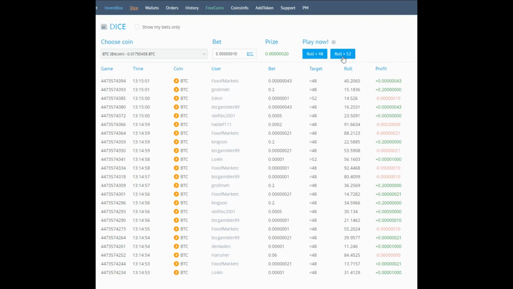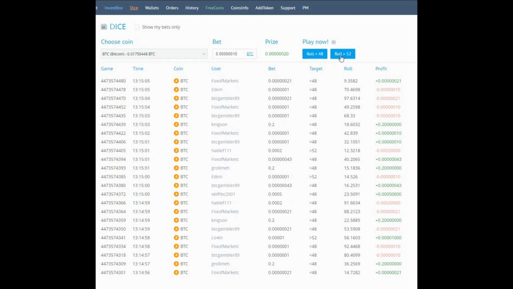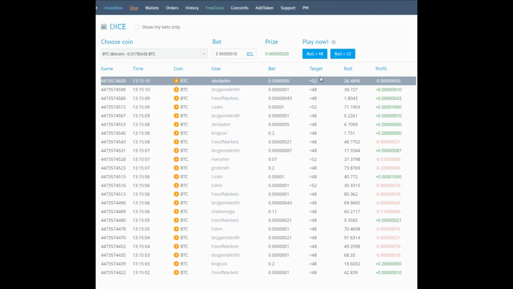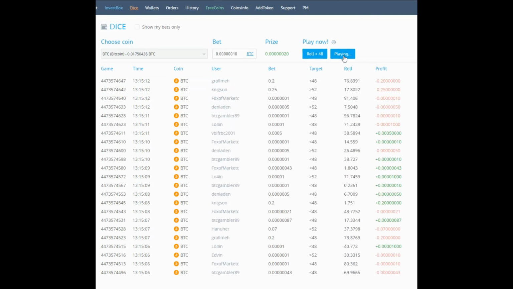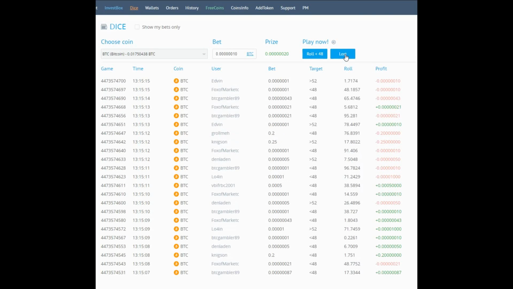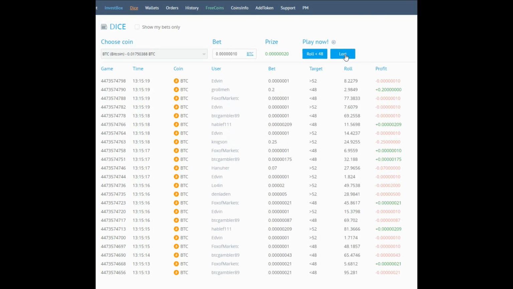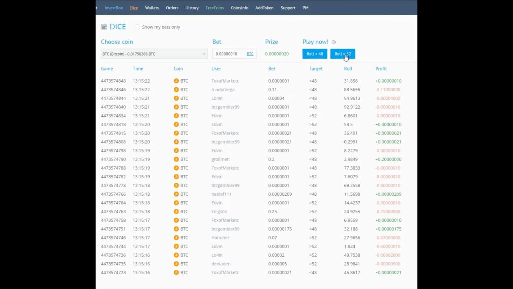Then you can hit for at least 10 times roll 52 or roll 58, and basically you can play even more if you like, but you have to play daily 10 games to be able to get your reward. So I've done 3, I think 4 5 6 7 8 9 10, let's do 11 just to be sure.